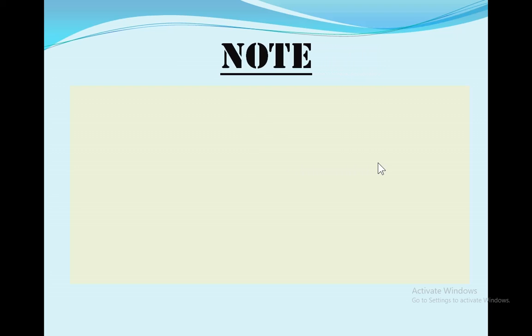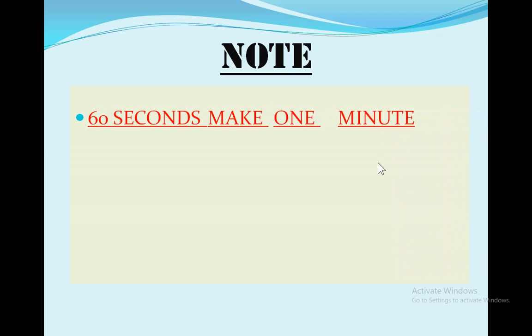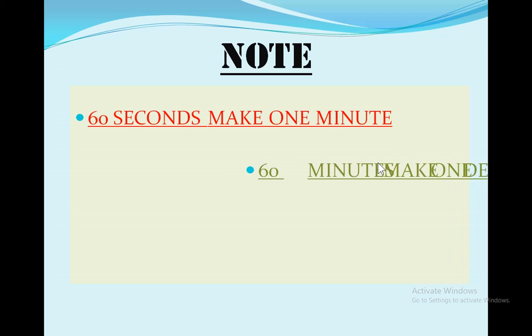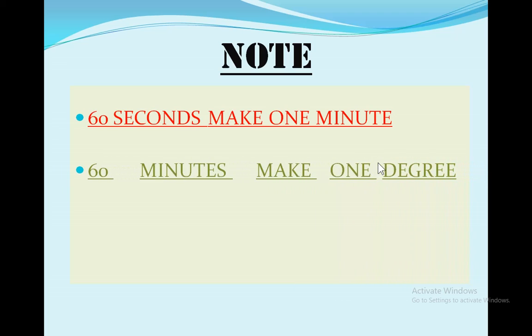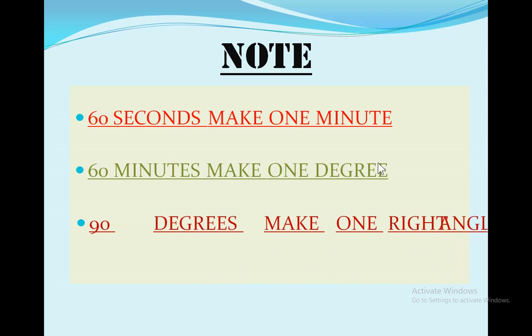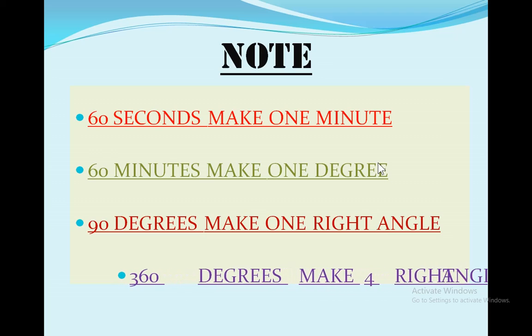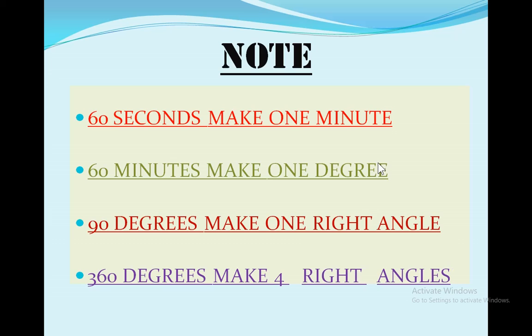Note some interesting information. 60 seconds make 1 minute, whereas 60 minutes make 1 degree. 90 degrees make 1 right angle and 360 degrees make 4 right angles. You can easily remember this interesting information.